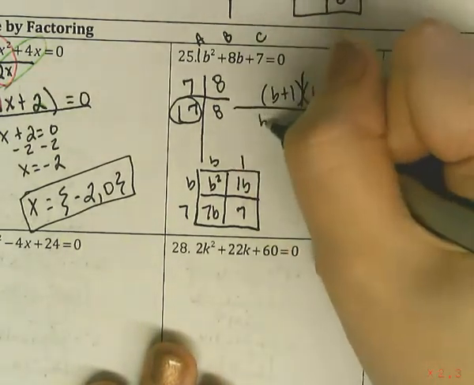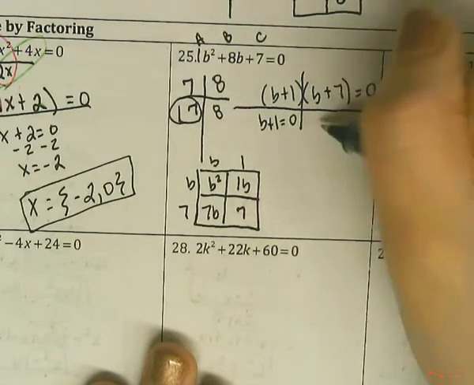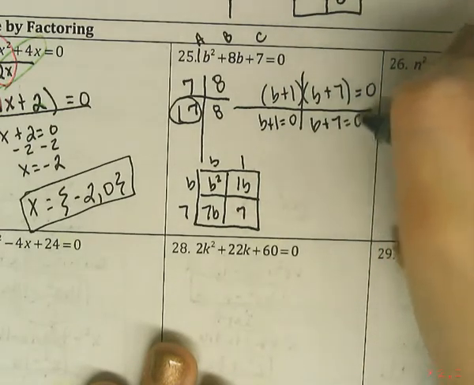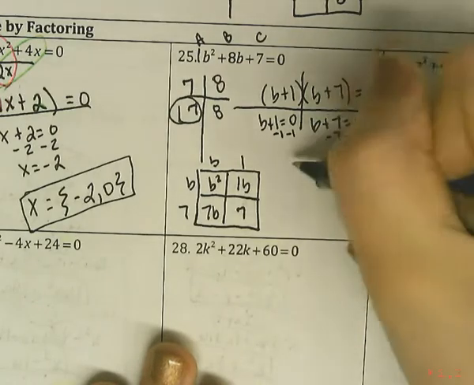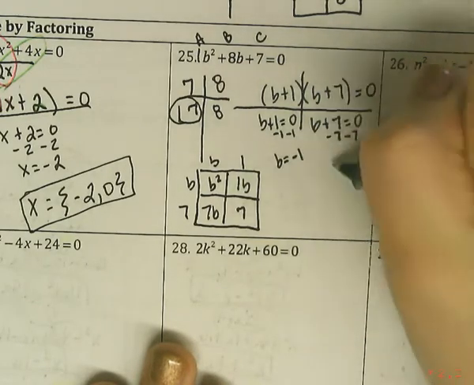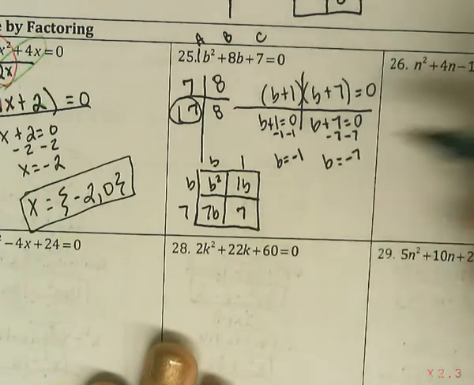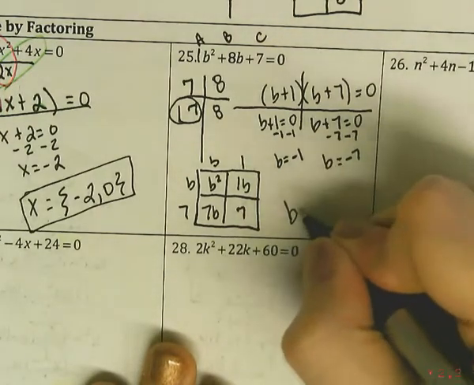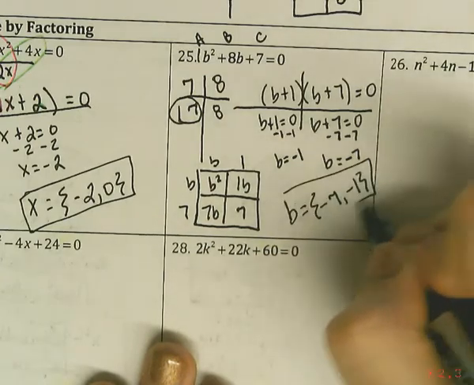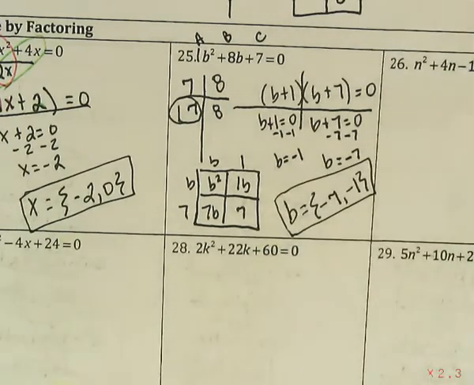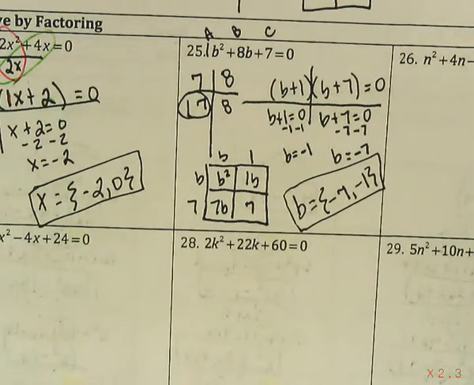It's set equal to 0. We need to solve. B plus 1 equals 0. B plus 7 is 0. Minus 1, minus 1. Minus 7, minus 7. So b is negative 1. B is negative 7. So remember, we're just going to write negative 7, negative 1. Once again, I'm writing those least to greatest, but I don't care which order you write them in as long as you can get those two answers.